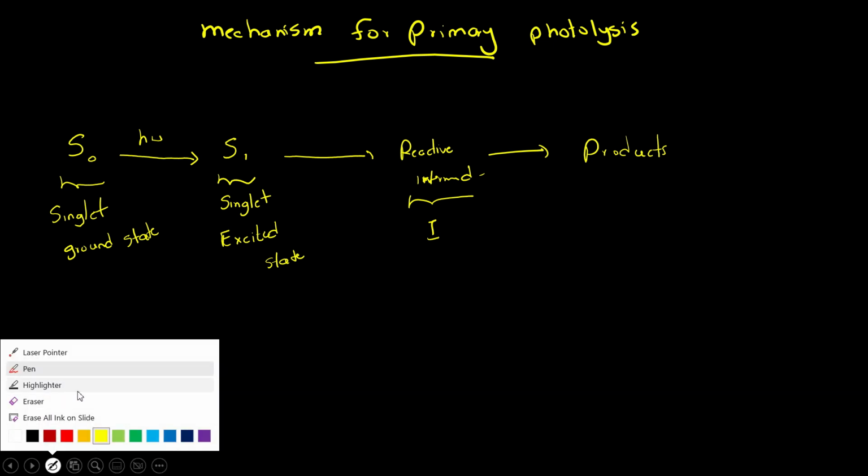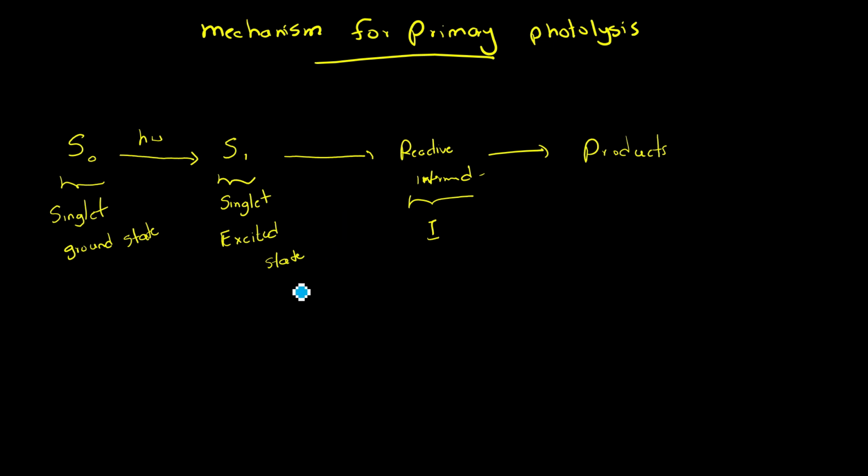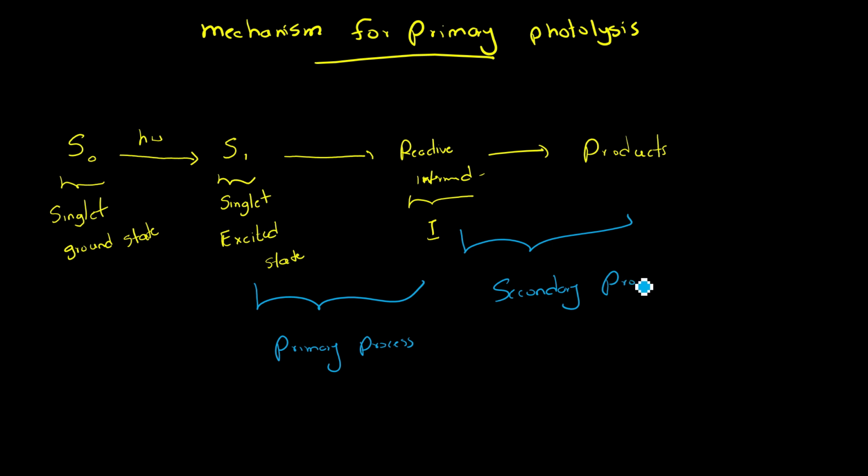We have introduced two terms for this particular reaction. The formation of the reactive intermediates from the excited state, we call the primary process, or primary photolysis. And secondly, the product formation from the reactive intermediates, we call the secondary process. Now in this particular video we are going to focus on this primary process, right?